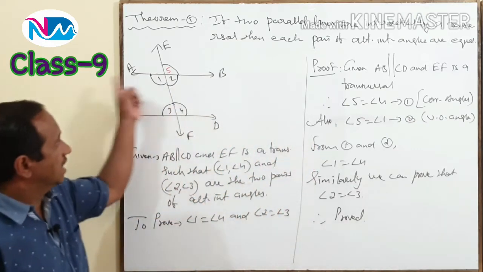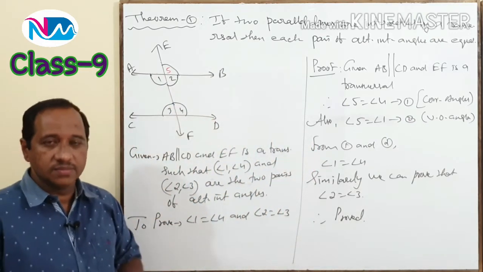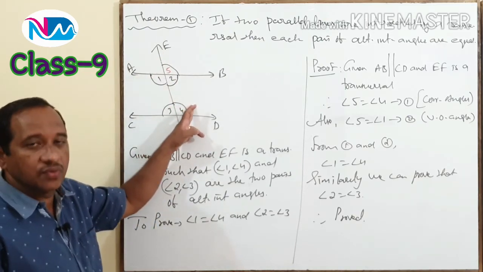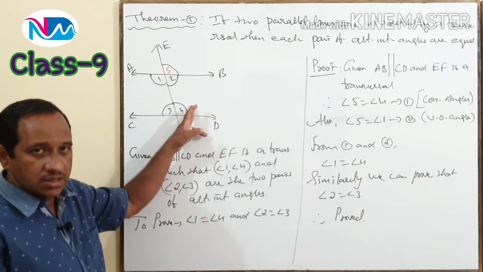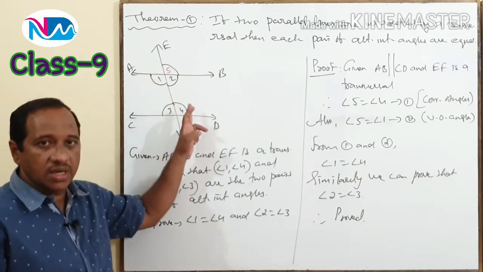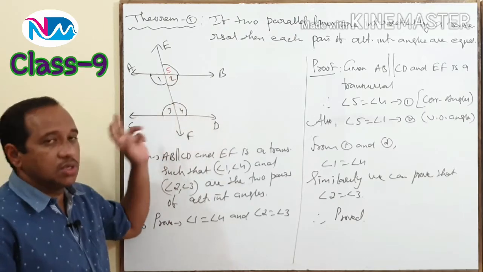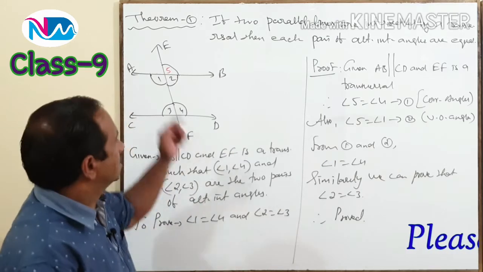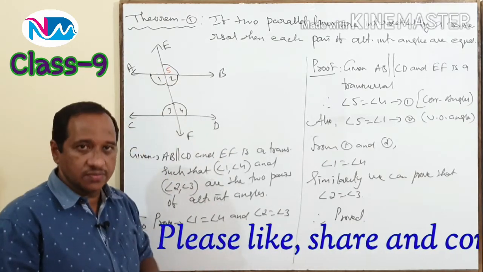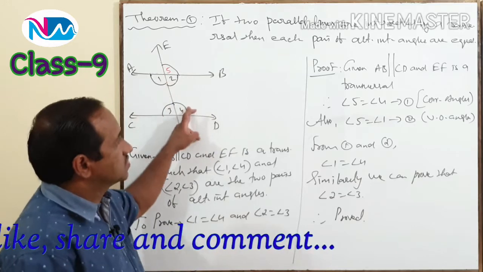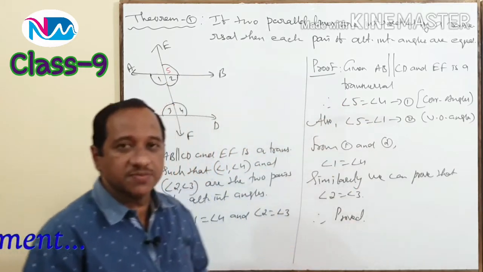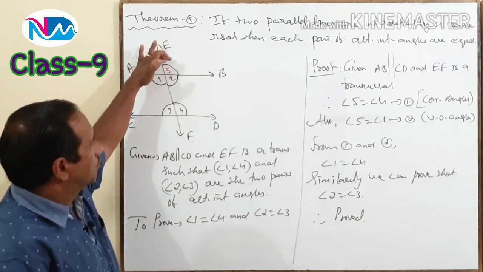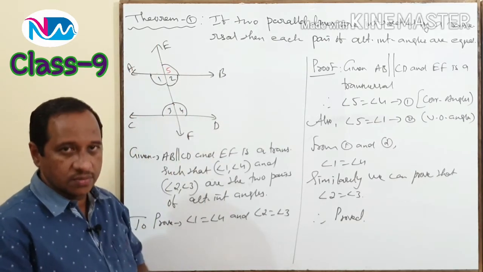It is given that AB is parallel to CD. Definitely, therefore, angle 5 is equal to angle 4. Here, to prove angle 1 is equal to angle 4 and angle 2 is equal to angle 3, we need the help of another angle that is marked as angle 5. Here, angle 5 is equal to angle 4 because they are corresponding angles. By corresponding angles axiom, angle 5 is equal to angle 4.